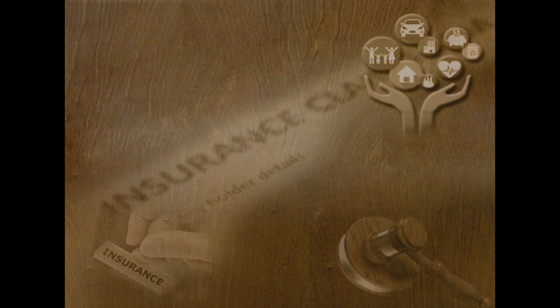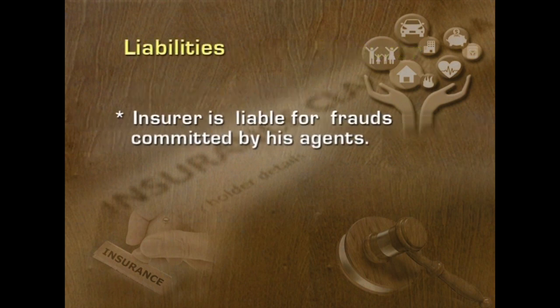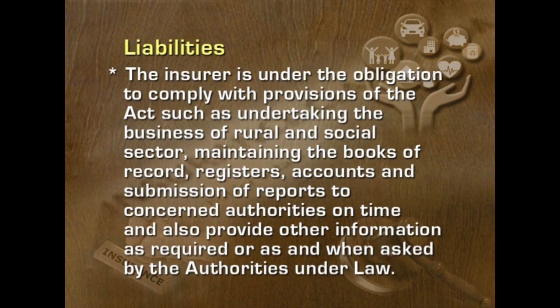Liabilities. Insurer is liable for frauds committed by his agent. The insurer is under the obligation to comply with the provisions of the Act, such as undertaking the business of rural and social sector, maintaining the books of records, registers, accounts, and submission of reports to concerned authorities on time, and also provide other information as required or as and when asked by the authorities under the law.